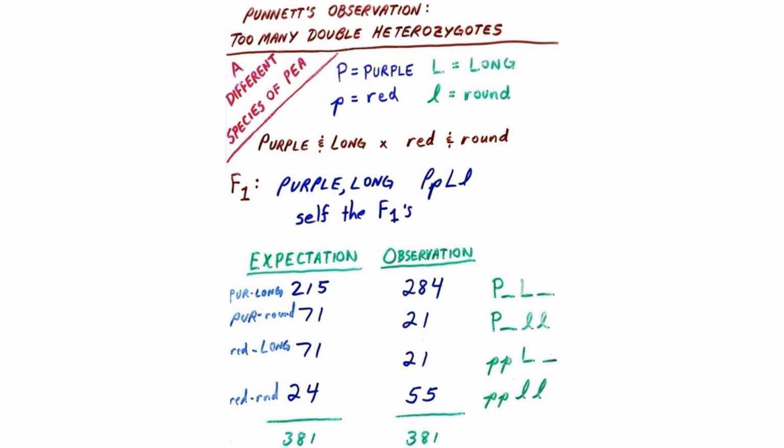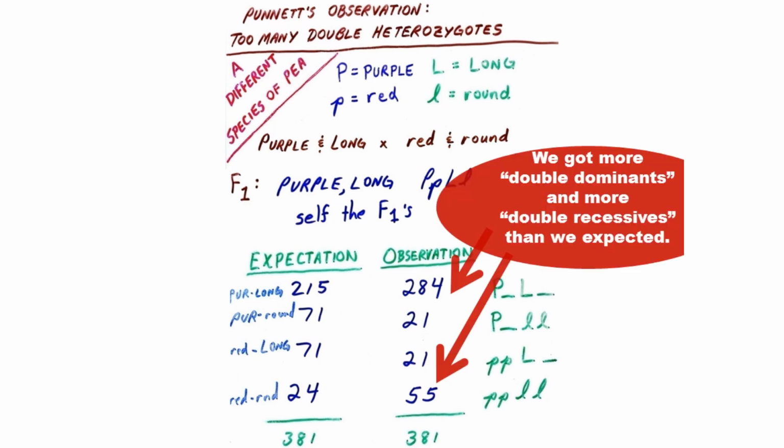284 instead of 215, 21 of the individuals that had one of the dominant traits and one of the recessive traits, something's not right there. And then red and round as well, more of those. It seemed that he got more double dominance, the purple and long, more of the double recessives, red and round, than he had expected, and conversely got fewer of the other individuals.